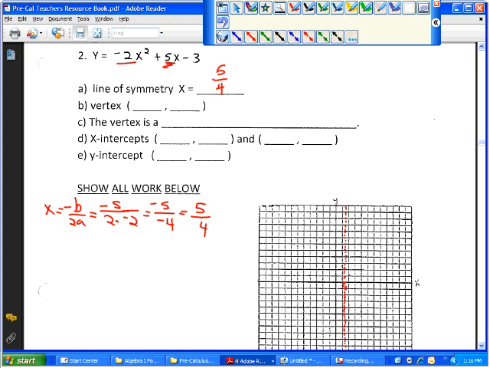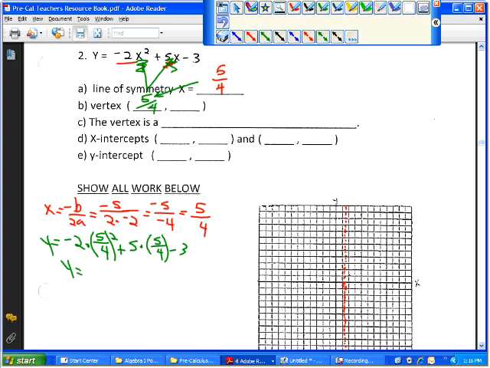To find the vertex, we know that the x of the vertex is the same as the line of symmetry x. So if we plug that in place of x in our equation, we will get the y of the vertex. So to get the y of my vertex, I'm going to have y equal -2 times my x of 5/4 quantity squared, plus 5 times 5/4, minus 3. I just replaced the x in both places there with its value 5/4.